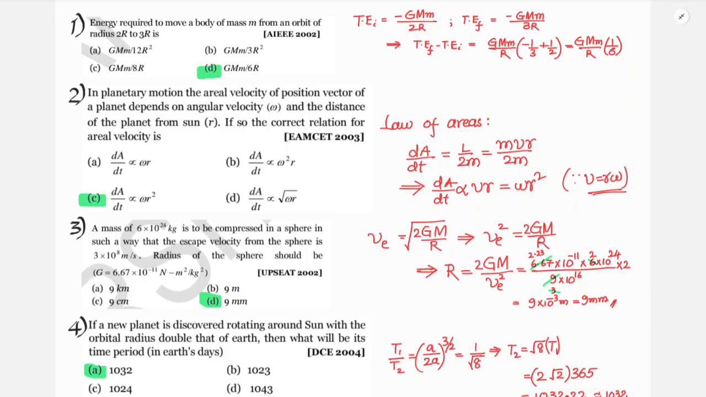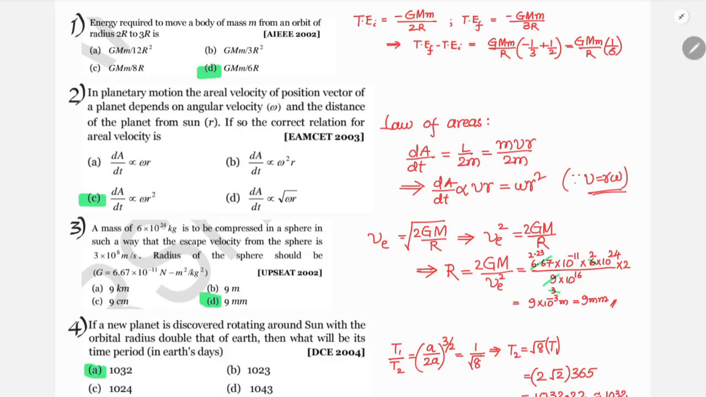Now take the total energy. The first total energy is minus GMm by 2r, and the final total energy when you have moved to 3r distance, meaning the orbit radius is 3r, is minus GMm by 3r. Now the difference gives your work done, and that work done is nothing but the energy needed. That is equal to GMm by r into 1 by 6. Option D is correct.